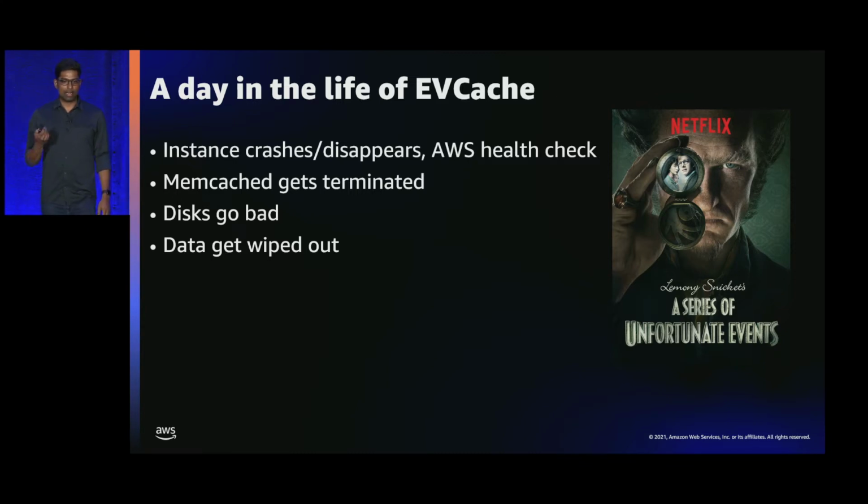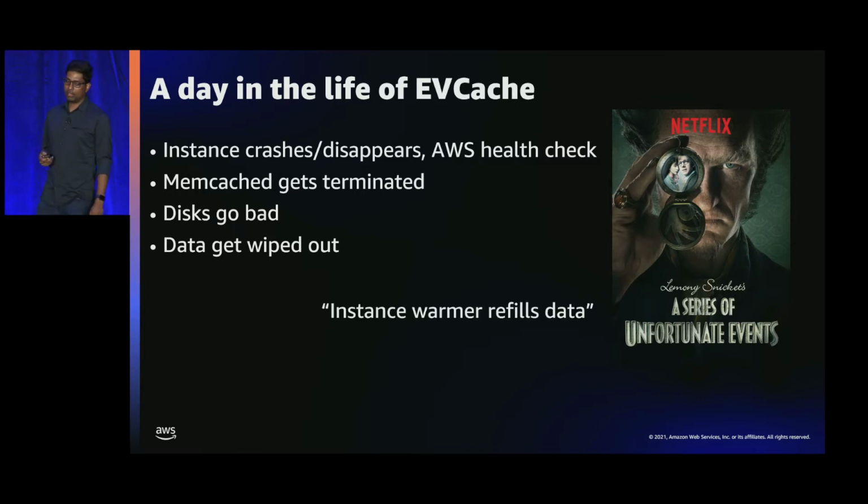So what are some of the bad things that can happen, right? Your instances can crash. AWS Health Check routinely recycles its hardware. The Memcached process itself could get terminated because there could be a buggy code path which gets executed, and the Memcached process can get killed. Disks can go bad because remember we use a disk variant of Memcached, so disks can go bad, and the data that is residing on the disk itself can get wiped out.